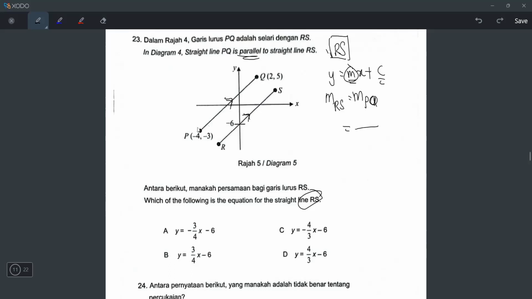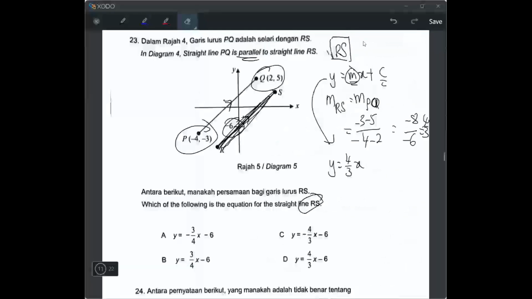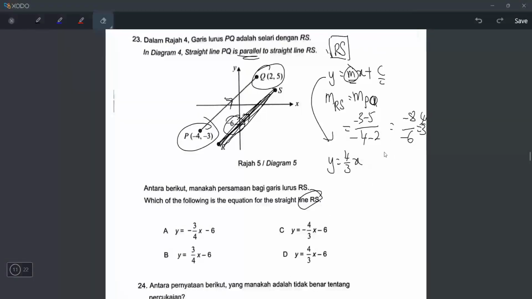So how to find the gradient of PQ? You can find it because you have 2 points on PQ. The formula is y minus y over x minus x. So -3 minus 5 divided by -4 minus 2. So now it will be -8 over -6. When you cancel, it becomes 4 over 3. So now I will rewrite this equation: y equals 4 over 3 x plus c. The c is the y-intercept. If you use your eyes to see, the c is already given as -6. So I can just erase the plus and write -6, and that's the answer. So 4 over 3 x minus 6.